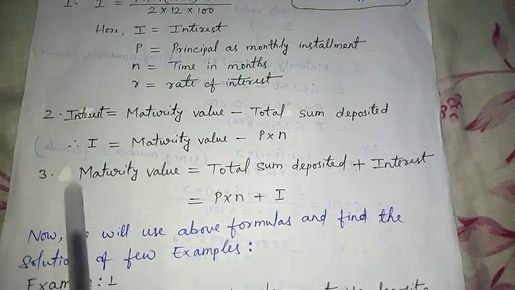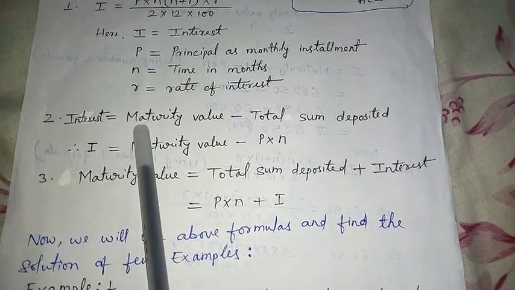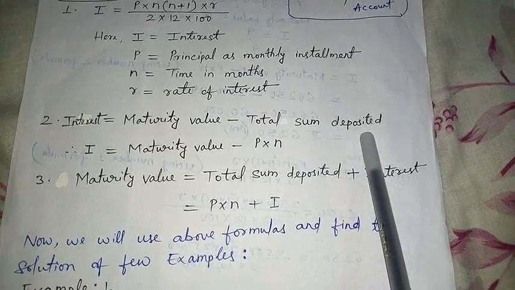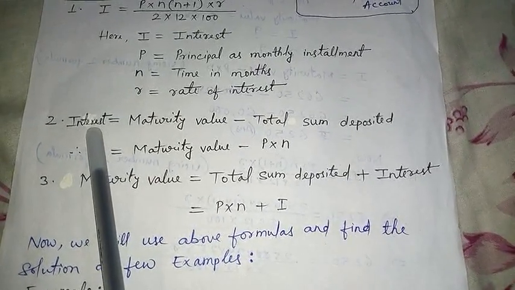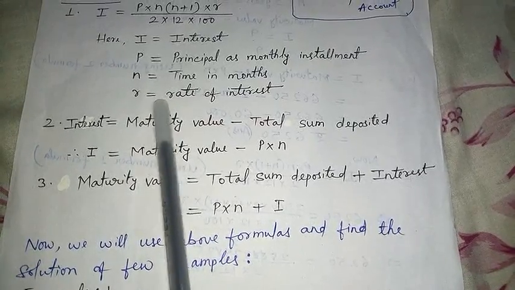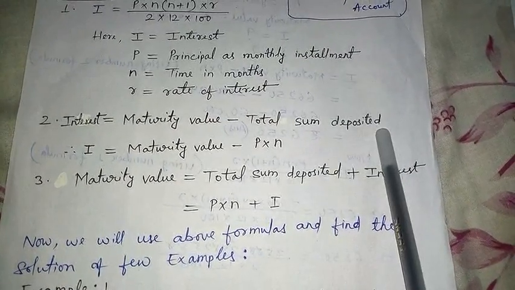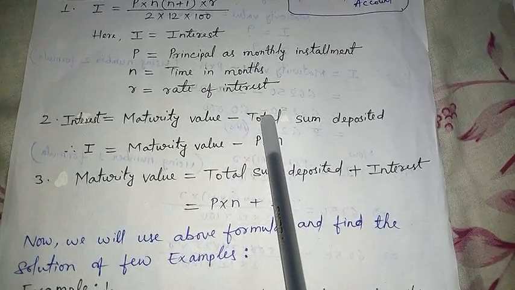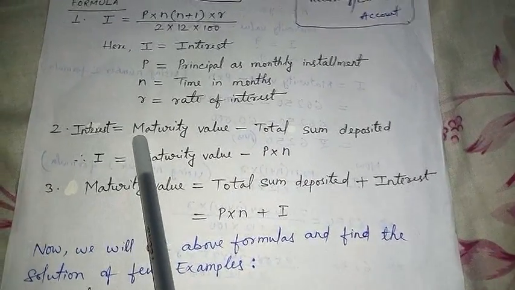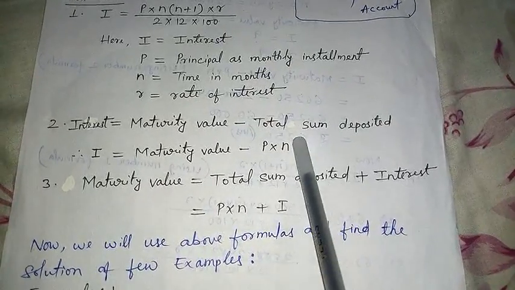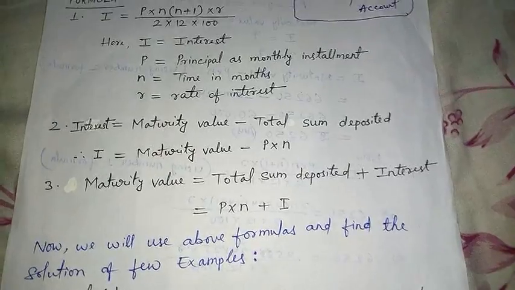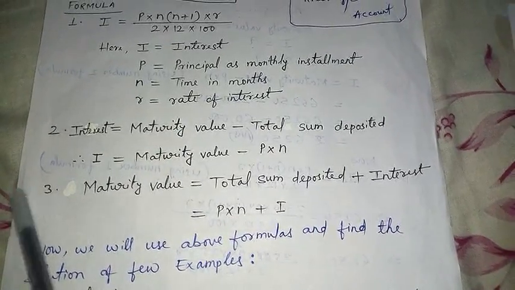So number two formula here we have interest equal to maturity value minus total sum deposited. Very simple, we all know what is interest. Actually the money which increases in our investment, that is called interest. So total sum deposited and maturity value. Suppose I deposit 1 lakh rupees and my maturity value is 1,20,000. So my maturity value is 1,20,000 and total sum deposited is 1 lakh. That means my interest will be 20,000. So extra money, the increased money is called interest.